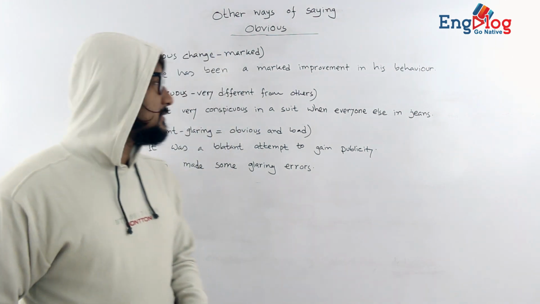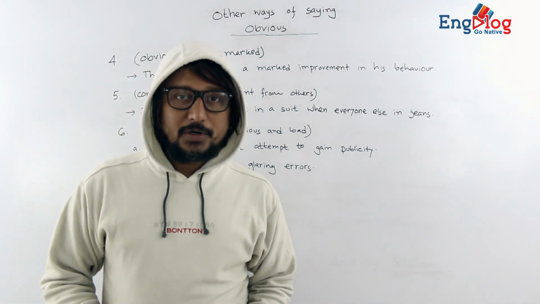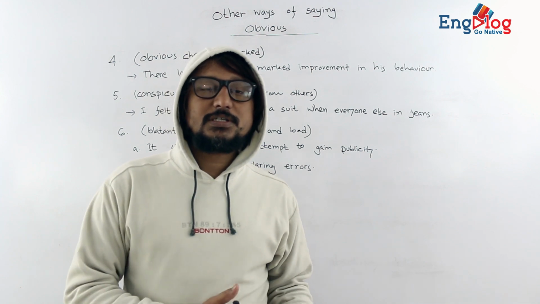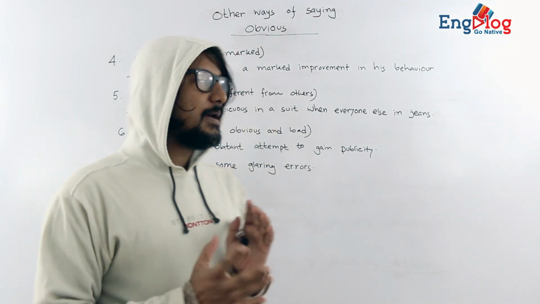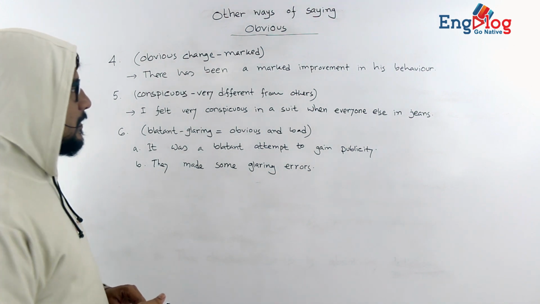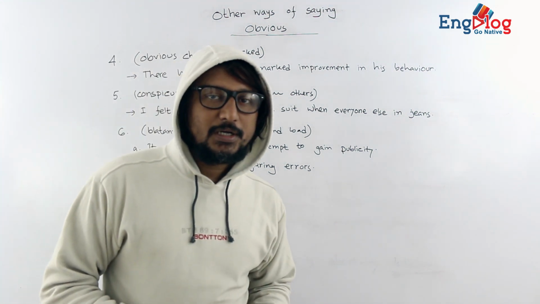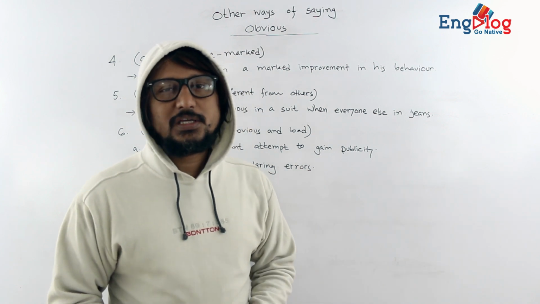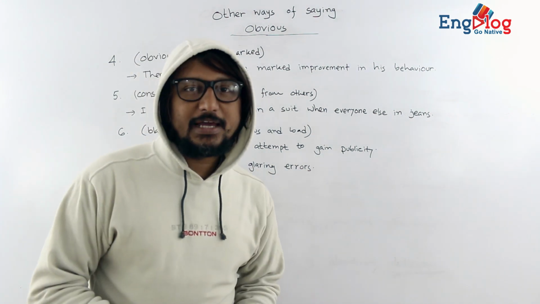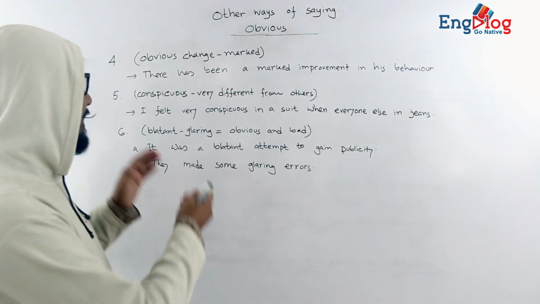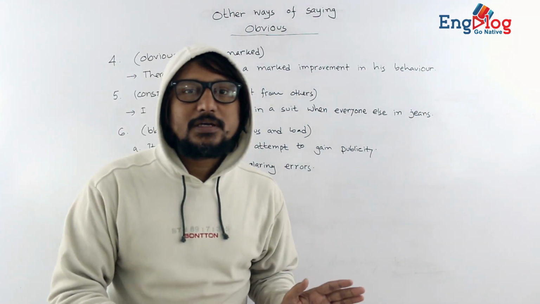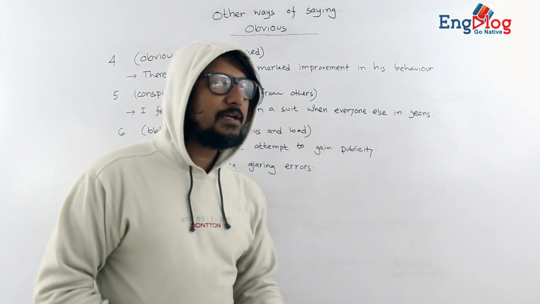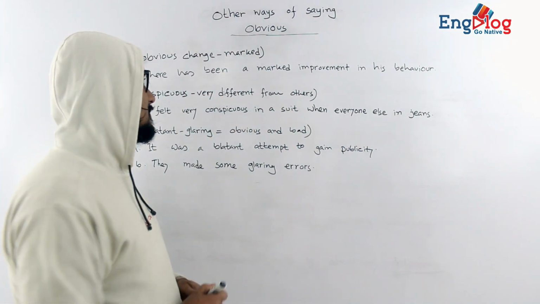The next one is marked. If any change is obvious, you could use this term marked. So the example, there has been a marked improvement in his behavior. Someone's behavior wasn't very good and he or she was trying to improve and she did it. So you are saying that there has been a marked improvement. That means obvious improvement in his behavior or in her behavior, right? So marked is the term.